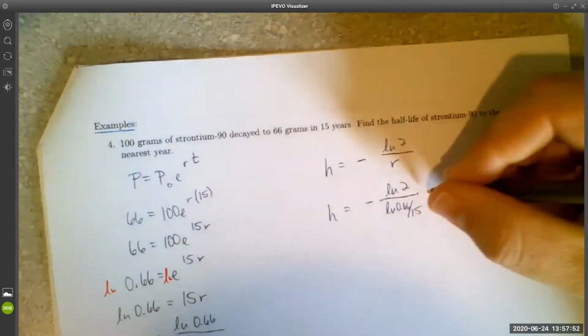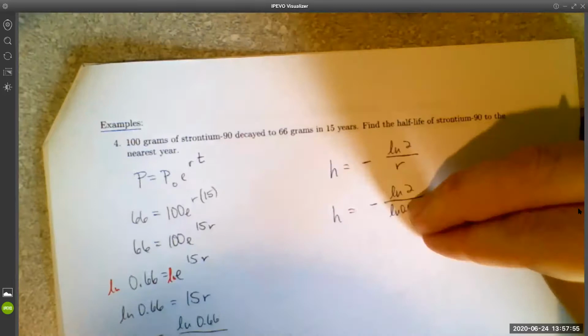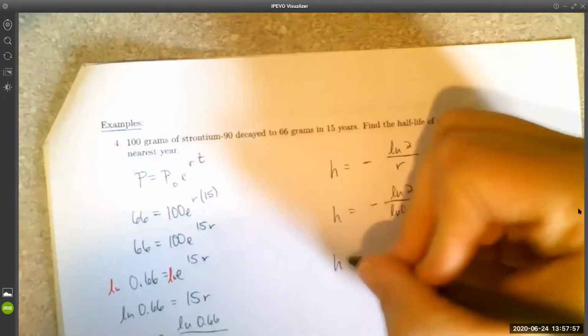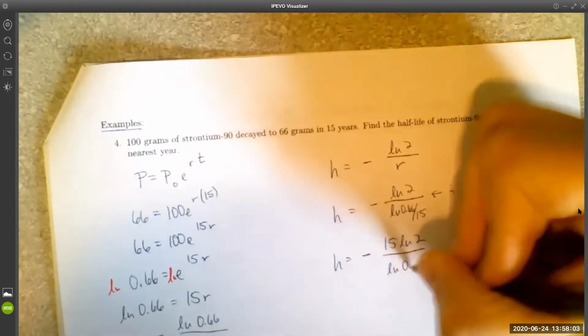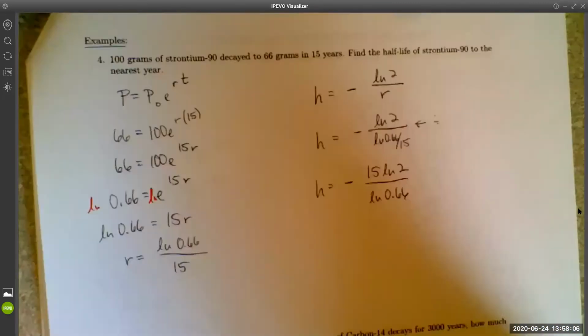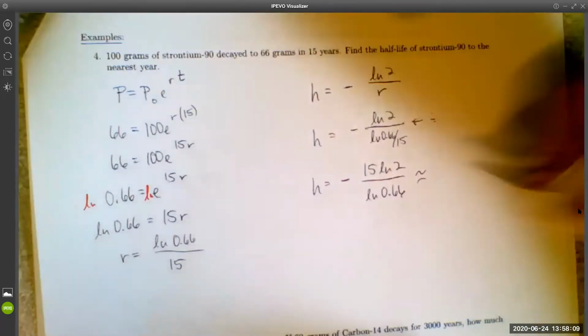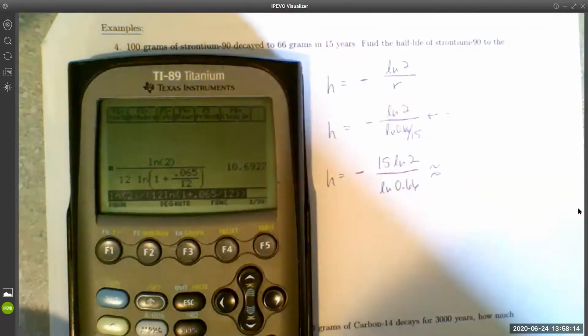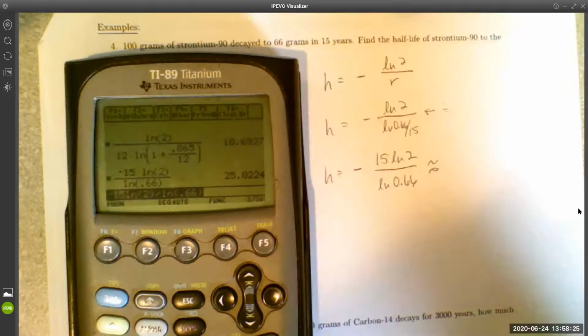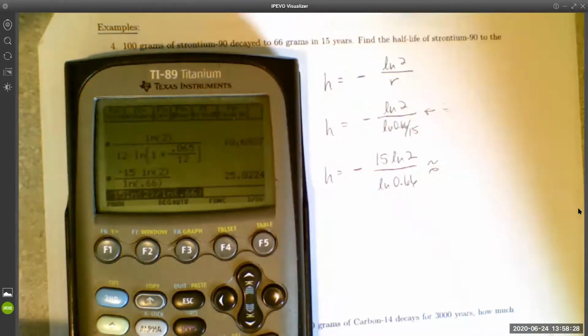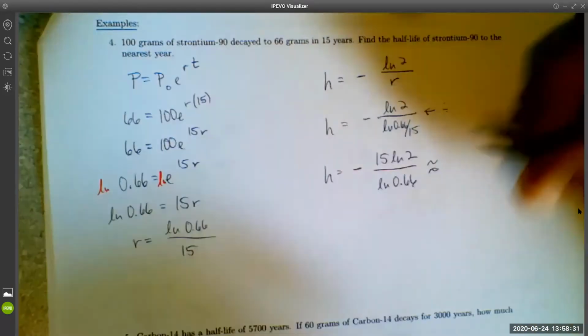Now, if you work that out, this big fraction bar is just a division sign. So you can flip this other thing over and multiply. H is negative 15 ln 2 over ln 0.66. There's my exact answer. Now, if I want a decimal approximation, I can pop that into my calculator and see about how much the half-life is. So negative 15 ln 2 divided by ln 0.66 is 25.022 approximately.